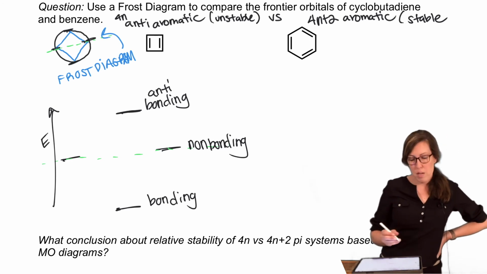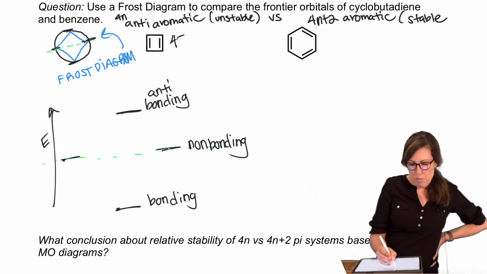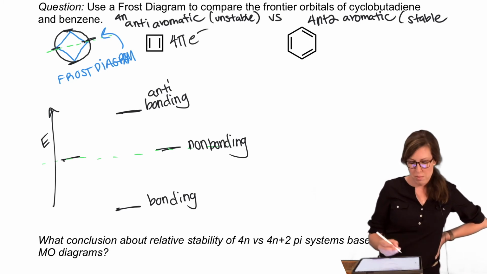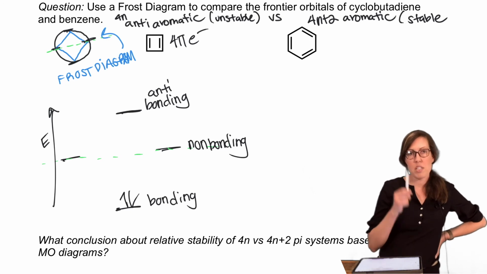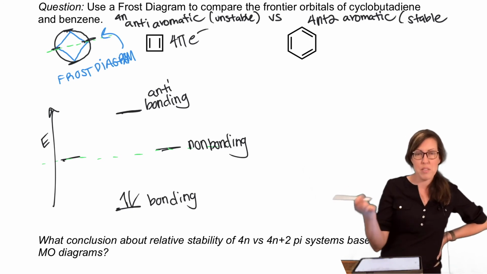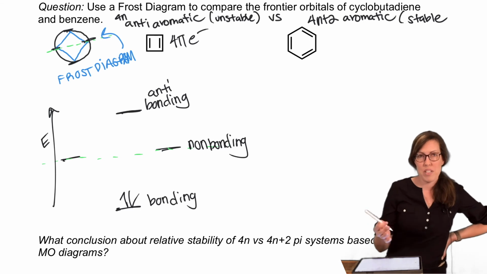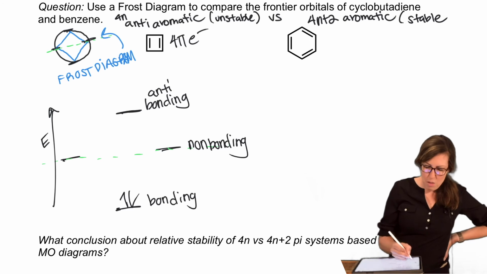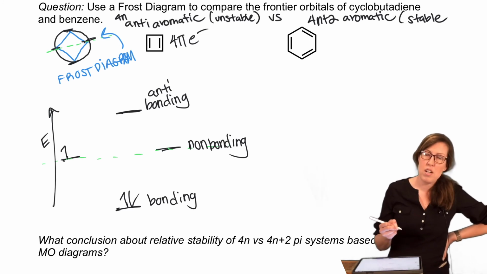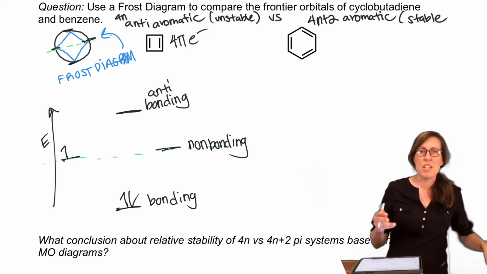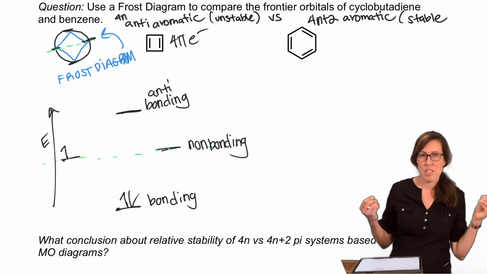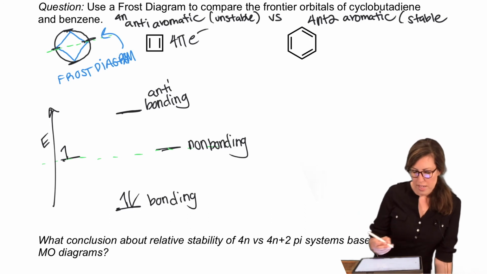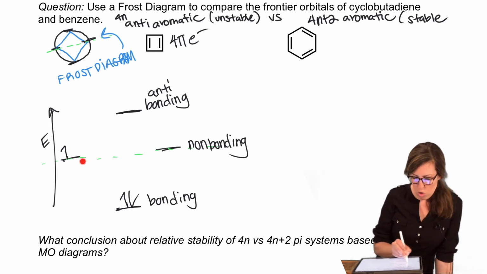Now we fill up. How many pi electrons do we have? 4 pi. Fill up from bottom to the top. 2 in the bonding. Remember, bonding orbitals promote bonding. That's exactly why they're called that. They encourage bonding. Bonding encourages stability, keeps the molecule together. Non-bonding doesn't promote or discourage bonding. Anti-bonding encourages bond breaking, so that would be an unstable situation. So notice what we have here. We have 2 degenerate orbitals.